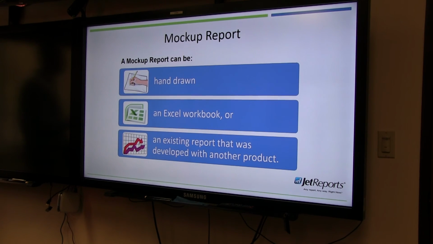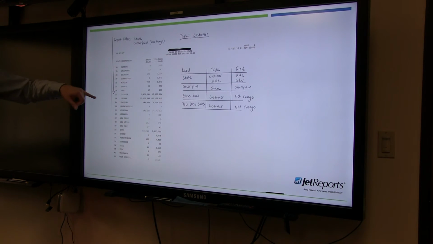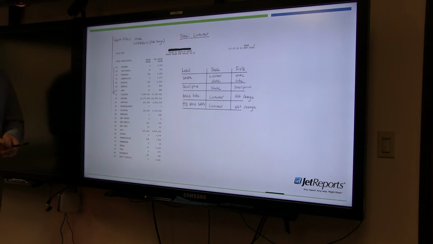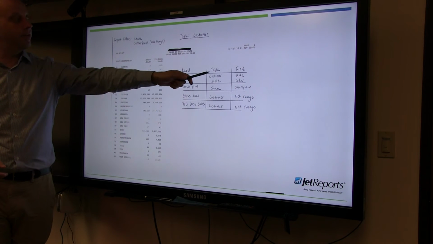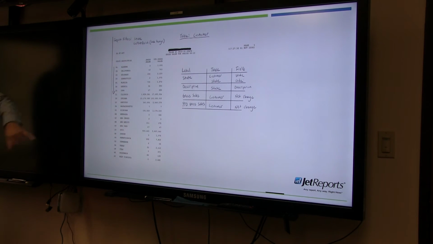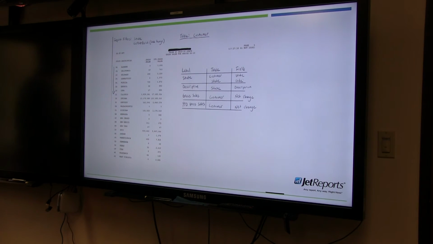Another way is, hey, I've already got this existing report and I need to create it in Jet. So here are some existing reports with notes. We just take our existing report and write on it. I identify my tables, my fields, my filters, and any sorting. When we're building our mockup, these are the things we're concerned with.